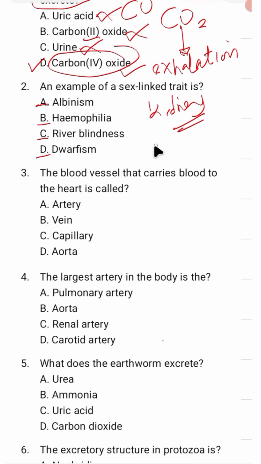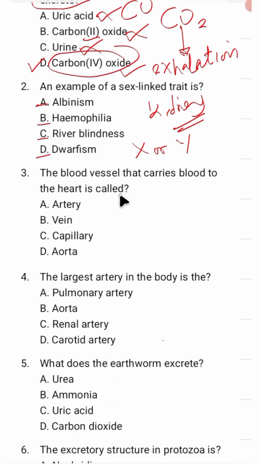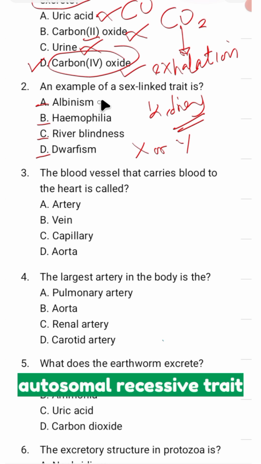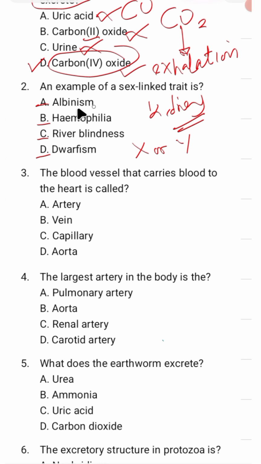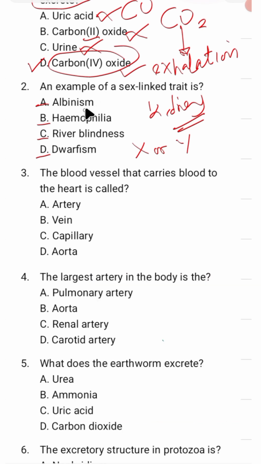Now, what are the sex chromosomes? The sex chromosomes are X or Y. X chromosomes or Y chromosomes. Now, let's look at the options one by one. Option A is albinism. Albinism is an autosomal recessive trait, meaning that this trait is not controlled by a sex chromosome. It is controlled by a non-sex chromosome. That's the key word there. So albinism is not the answer.